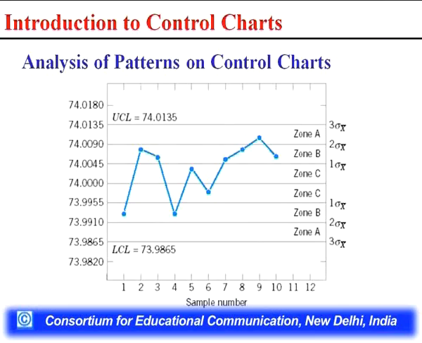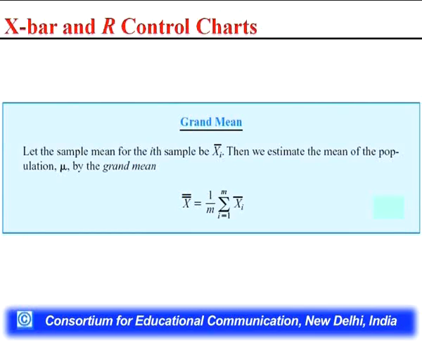And this is also a control chart. It tells us something: the way the process is running. X bar and R control charts, we will repeat.